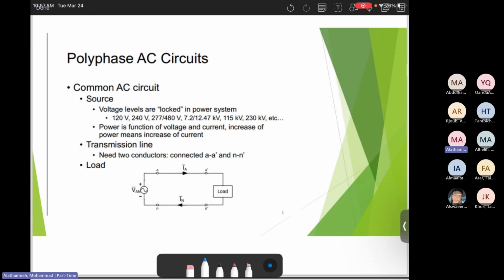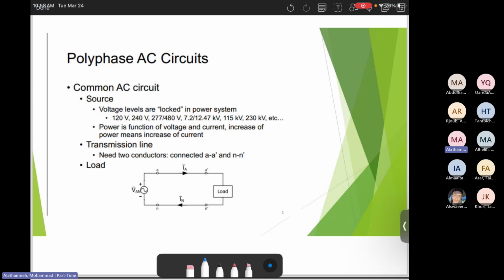Now the polyphase. So what does polyphase mean? Multiple phases. Okay, what's the point? As we know, the power system is based on three phase. Now my question or my concern: why is it three phase? Why not two phases? Why not five phases? Why not seven? Why did they choose the three phase system? Okay, before answering this question, let's look at this circuit.